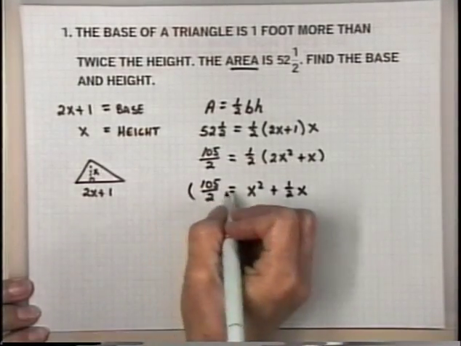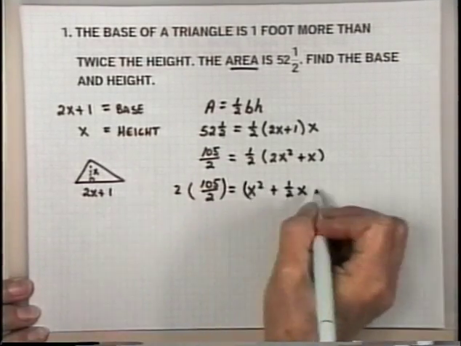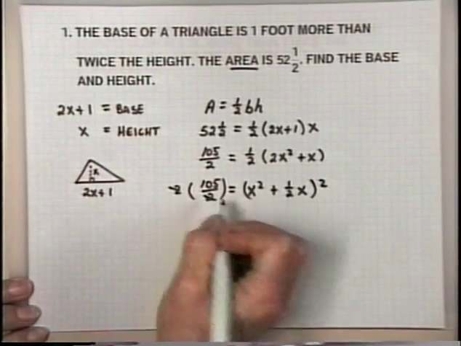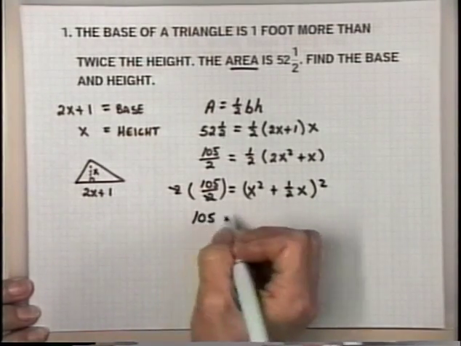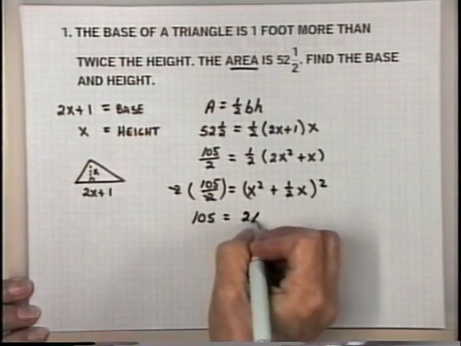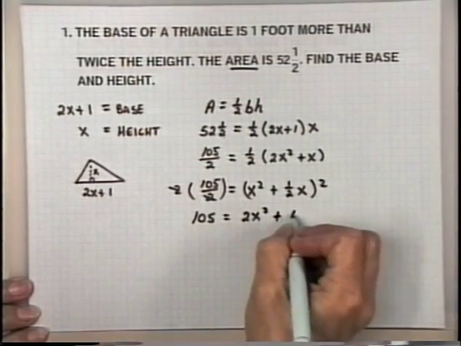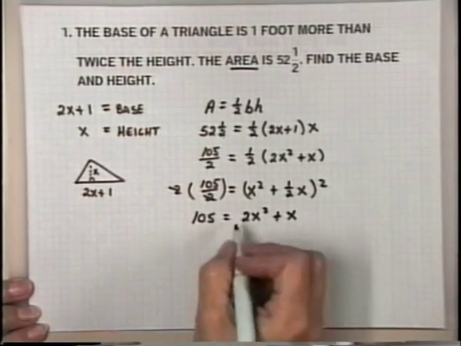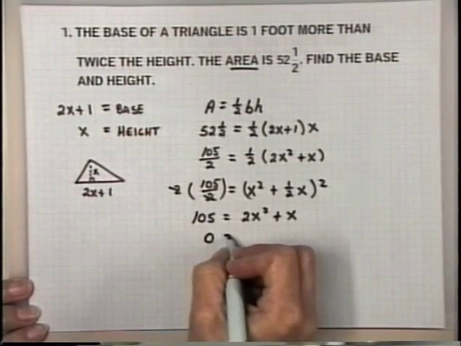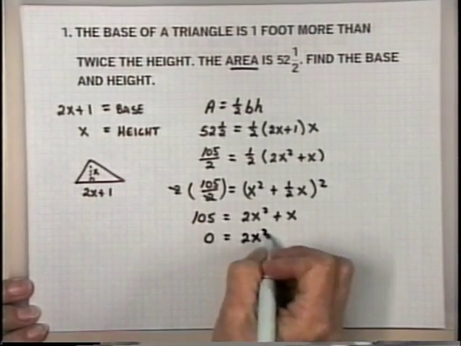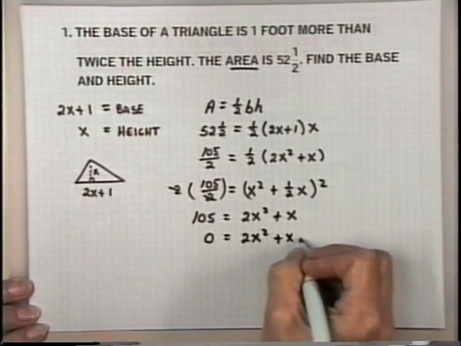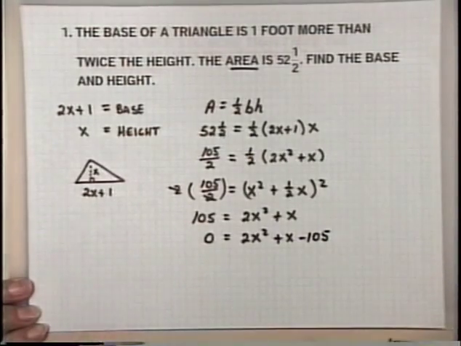Let's clear out our fractions, multiplying both sides by 2. The 2's over here cancel, leaving 105. And over here I have 2x squared plus 1x. To get standard form, we will subtract the 105. 2x squared plus x minus 105 is equal to 0.